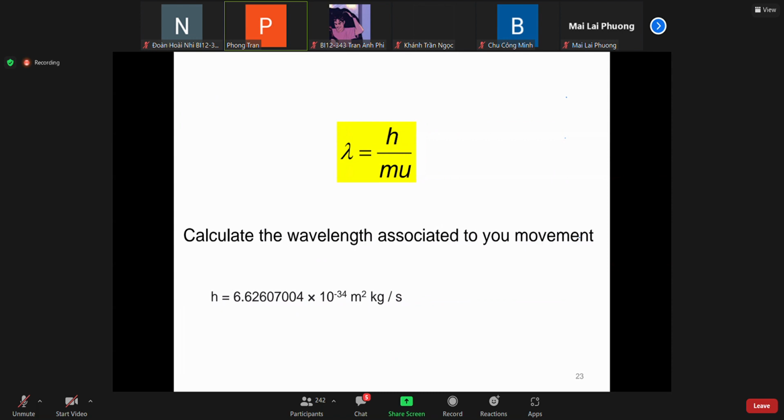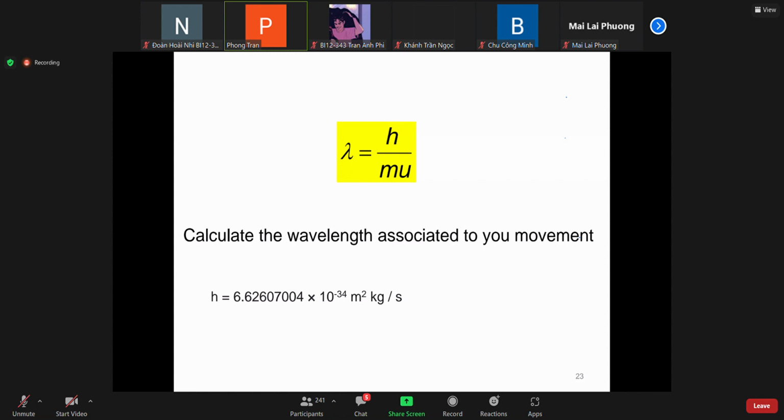Now, a little bit challenging for you. If you take this idea and try to calculate the wavelength associated with your movement, what could be the wavelength of this associated wave? Let's take a joke. People say that this guy is very talented, he shines like a star. Does that have a physical meaning? Can we observe the wavelength associated with him?